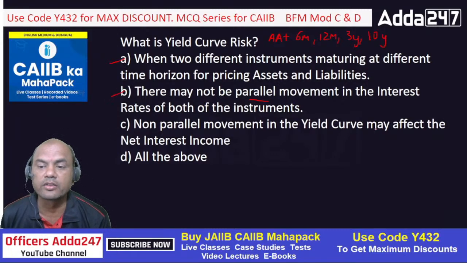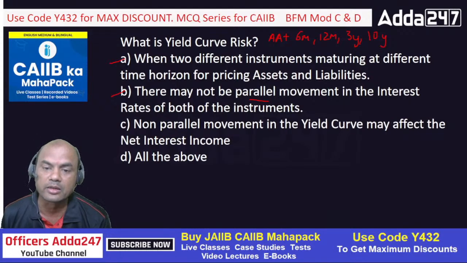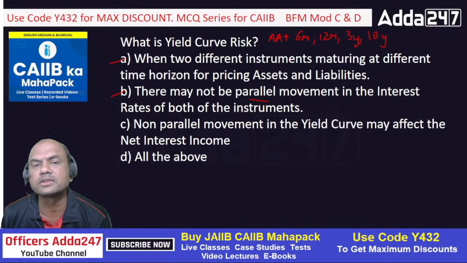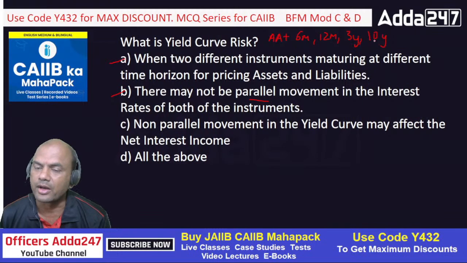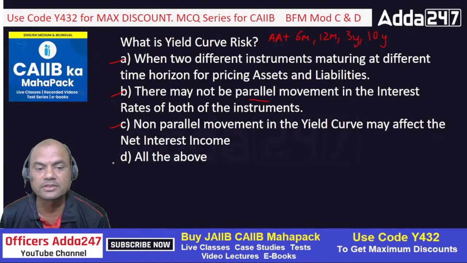Non-parallel movements in the yield curve may affect the net interest income. So can this affect it? What do you mean by this? See this. Non-parallel means this goes up by 2% and this goes up by 1%, or this comes down by 1%. So definitely there will be a gap. Whenever you have a 2% extra income and 1% negative income, you'll have a netted income. So that will definitely affect the net interest income, right? So C can also be the answer. So that's why the correct answer is A, B and C, that is D.